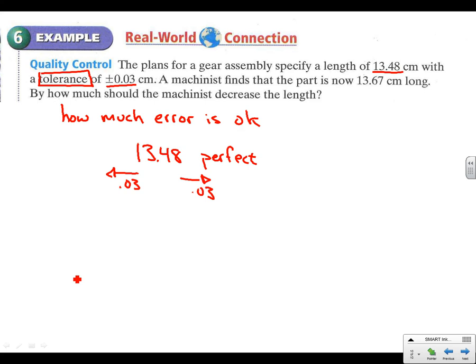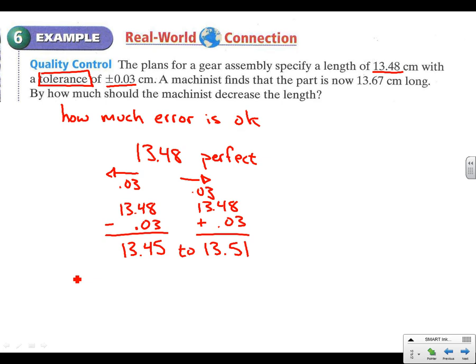So let's subtract 0.03 first, and we get 13.45. And then if we add, we end up with 13.51. So now we have a range. We're saying, okay, 13.48 is perfect, but we're allowed to go as low as 13.45 and as high as 13.51. All right? So now we know the highest end.